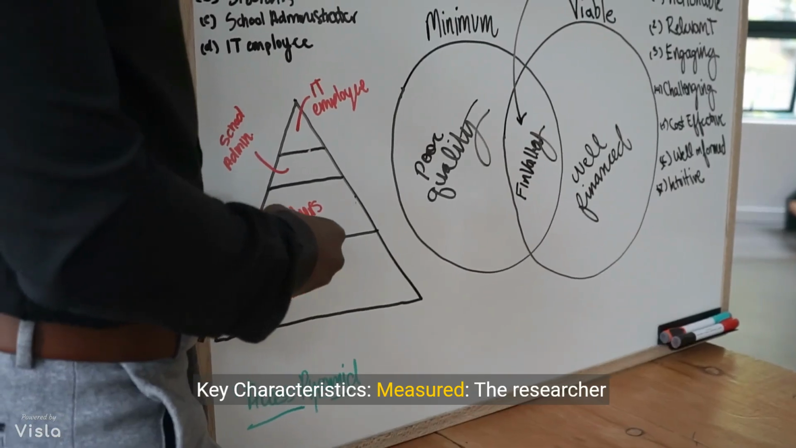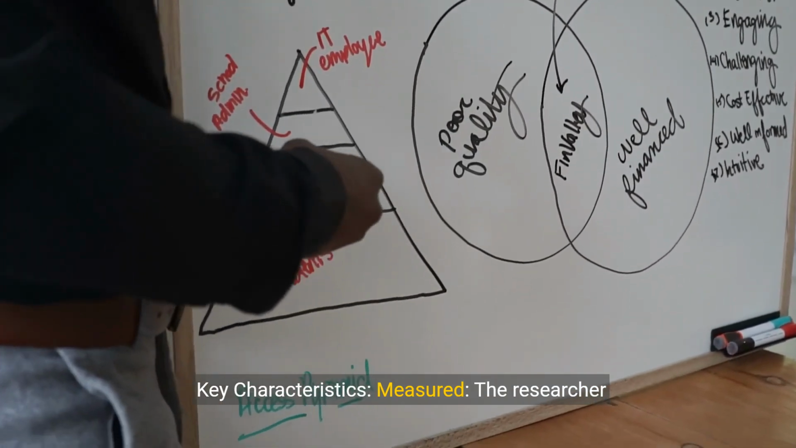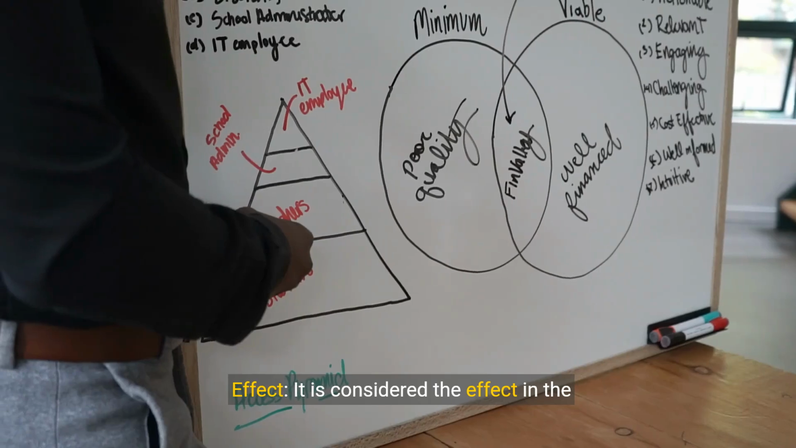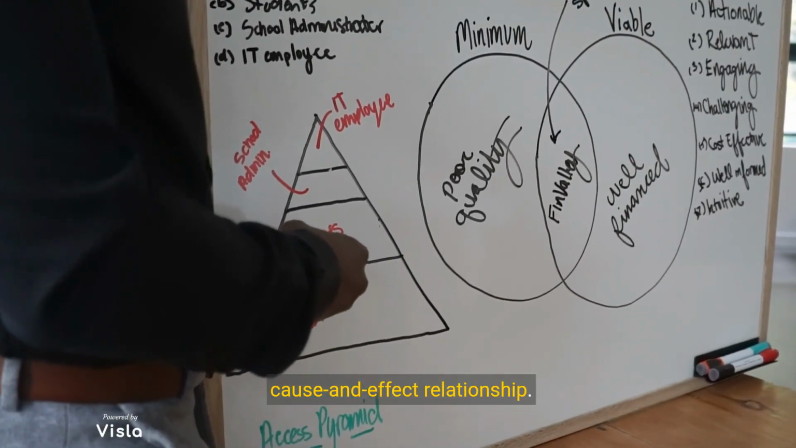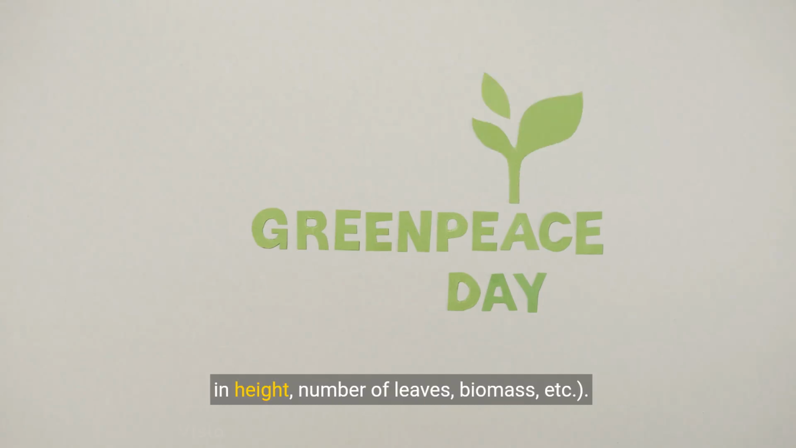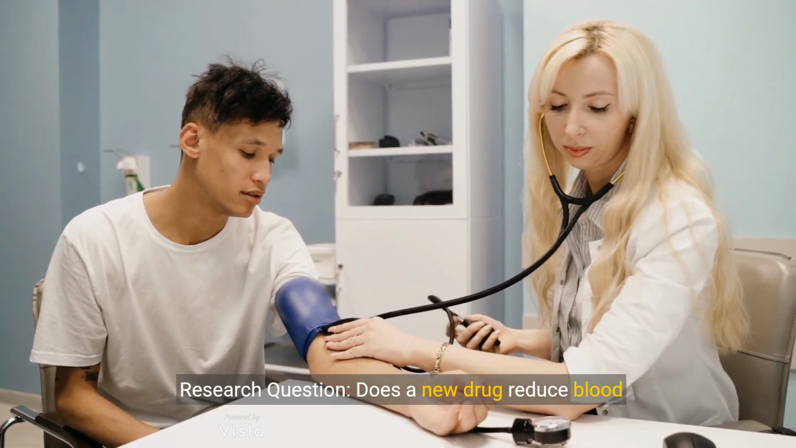Key characteristics. Measured: the researcher observes and measures the dependent variable. Effect: it is considered the effect in the cause and effect relationship. Example: continuing with the plant growth study, the dependent variable is the growth of the plant, measured in height, number of leaves, biomass, etc. Example 1. Research question.